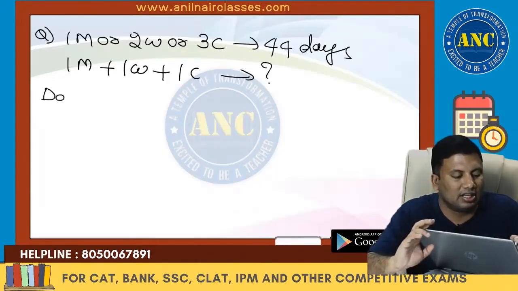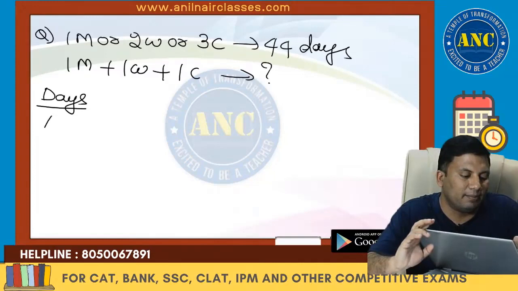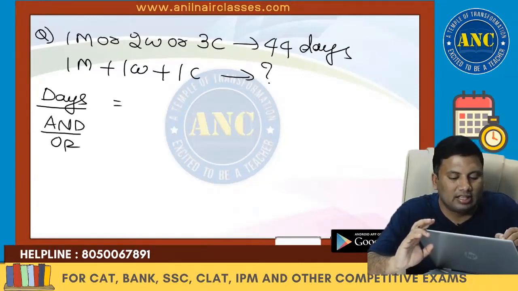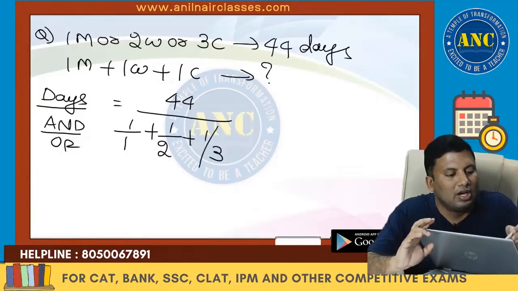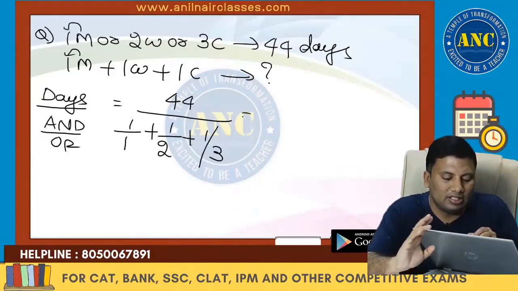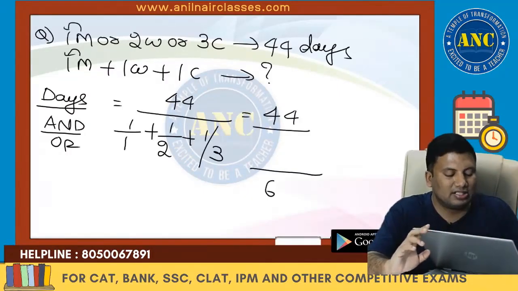The answer is nothing but days divided by the sum of n by r. Go by 1 by 1. Days in the question is 44. It is 1 by 1, next it is 1 by 2, next it is 1 by 3. The coefficient of men is 1, woman also 1, child also 1. This is nothing but 44 divided by, here it is 6.